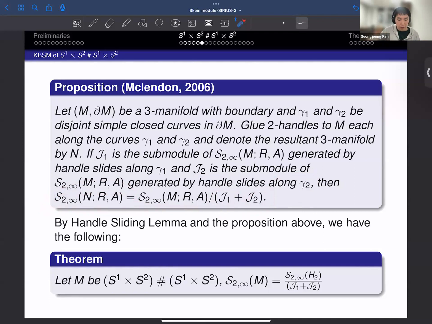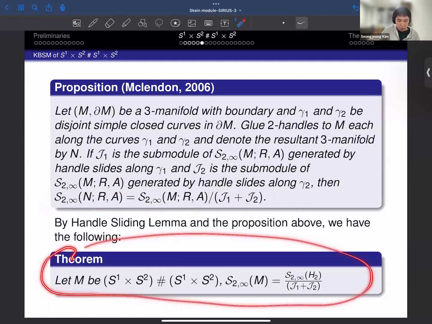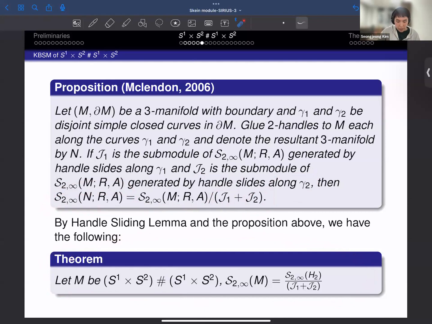And in our case, since our two closed curves are disjoint, by applying this proposition, we can get such a result. The skein module of our manifold is isomorphic to the quotient module of the skein module of the genus 2 handle body, quotiented by J1 and J2. Then we can find J1 and J2 independently, and we just sum them up.